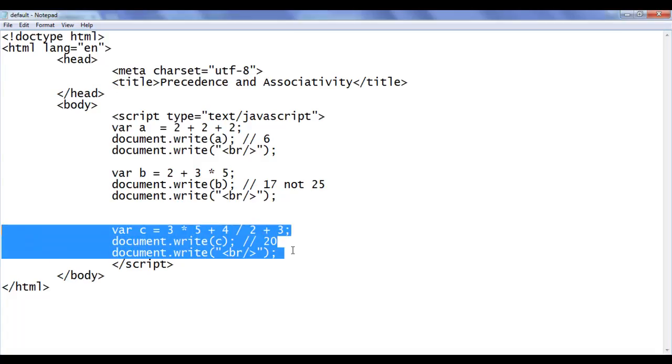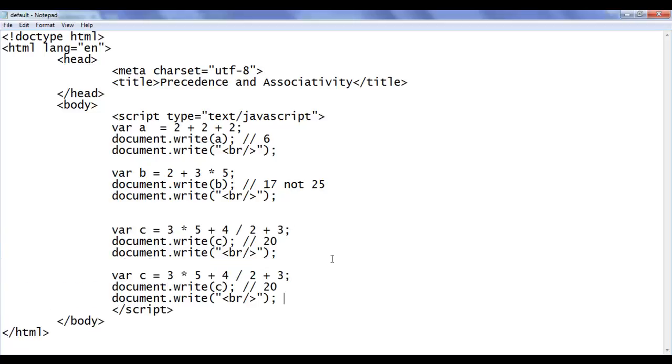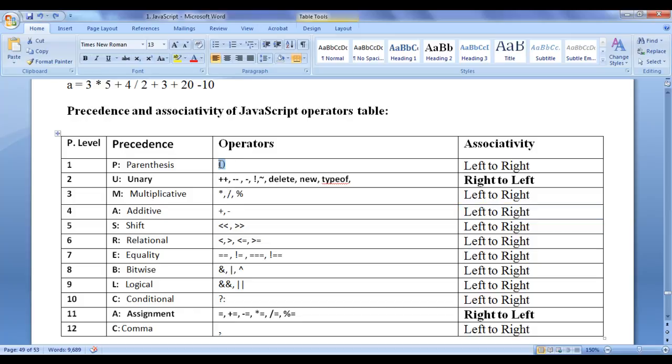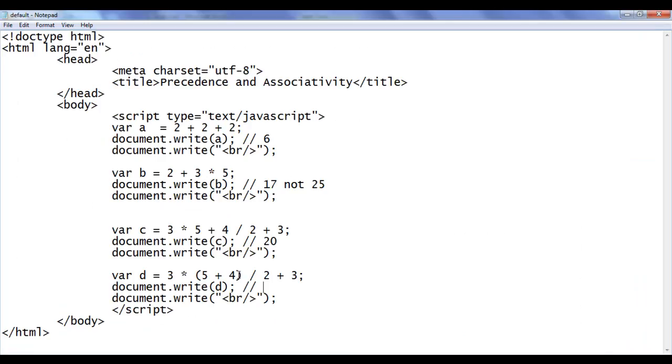I'm going to copy this code, paste down here. This time I use parenthesis. I put this 5 plus 4 in brackets. How is this expression going to be evaluated? I say here D equal to, and here I display D. What output do we get, we understand. We know that the highest precedence will be given to parenthesis. So parenthesis is going to be evaluated first. 5 plus 4 is going to be 9.